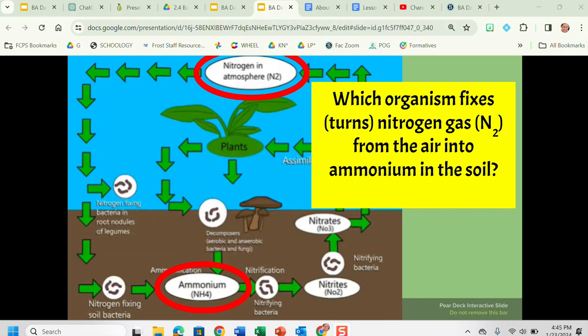Now we're going to answer some questions based on that video. And so we are looking here. Which organism fixes the nitrogen gas, turns it from nitrogen gas in the air into ammonium in the soil? We have nitrogen gas in the air over here, and we have some nitrogen-fixing bacteria. Bacteria is our answer. Bacteria does a whole lot of work for us in the nitrogen cycle. Bacteria is going to fix the nitrogen and break those two nitrogens apart so that we can use an atom of nitrogen in some other format that humans or plants can use.